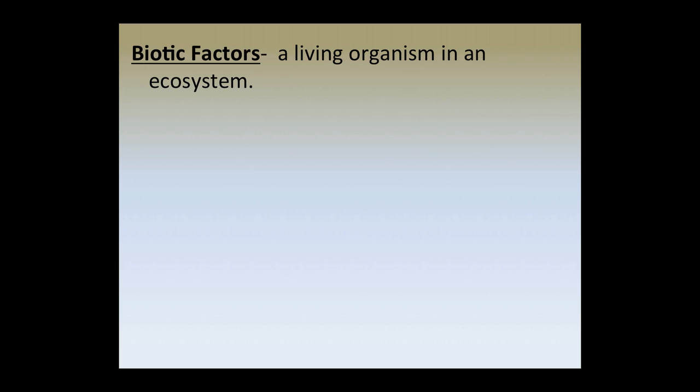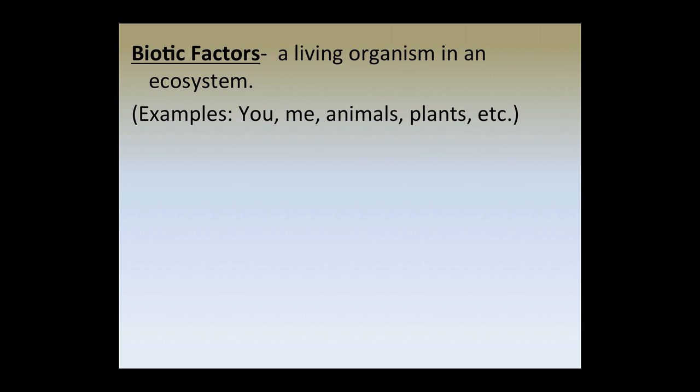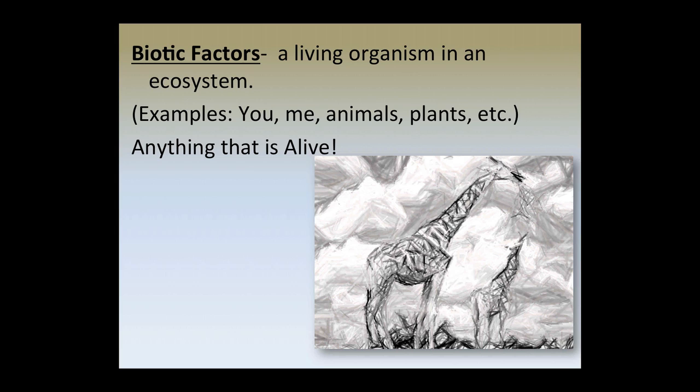It's that simple. So, the opposite, of course, is biotic, which comes from the same term as biology, which is the study of the way things live, or the study of life. Biotic factors: a living organism in an ecosystem. Real simple. Abiotic, non-living. Biotic, living. Can't get any more plain than that. Yeah, I told you, I got you. Real simple information. Examples: you, me, animals, plants, etc. Anything that is alive. Anything that is alive is a biotic factor.